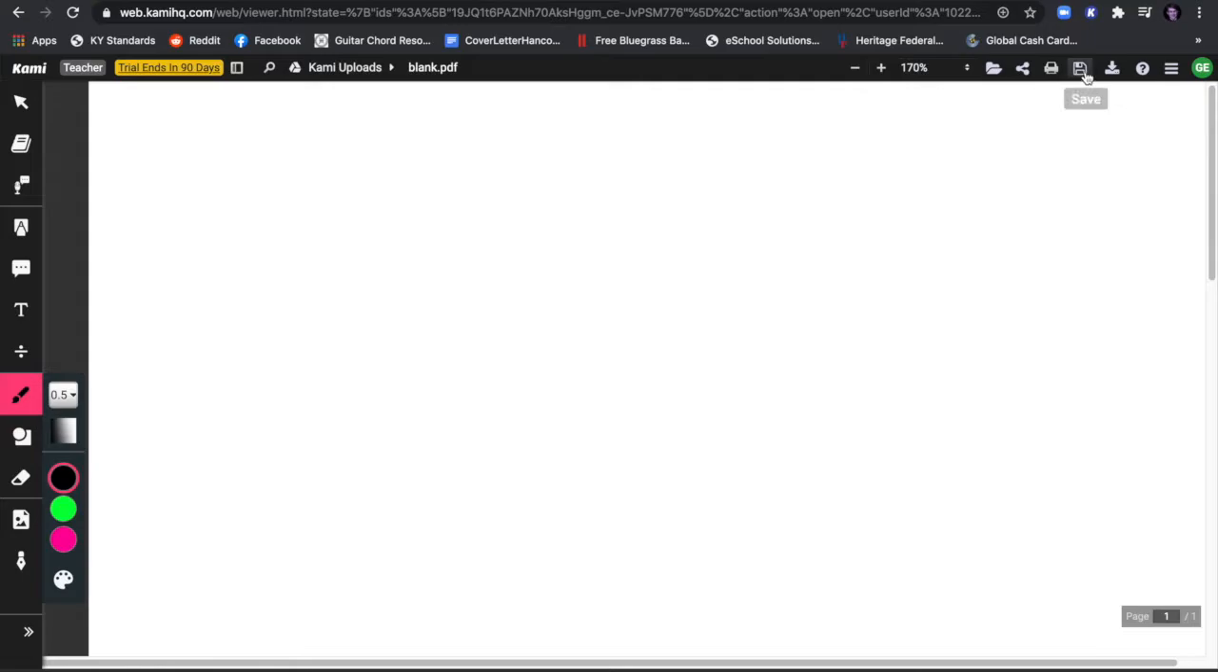This save button over here is what it's going to look like on your end when you turn in an assignment through Schoology with Kami. I'll send another tutorial on that at some point. But today, it lets you write in, and this right here is the stroke thickness. We're going to be talking about meter.